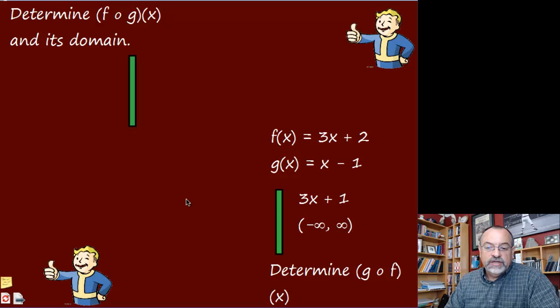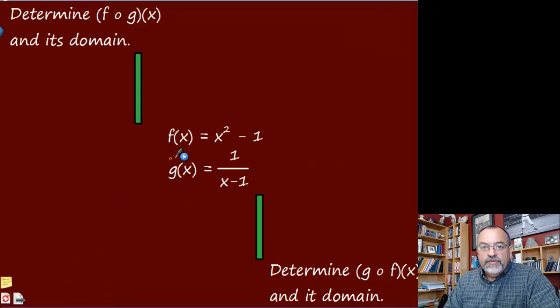Alright, let's take a look at some examples that might be a little more challenging. We have these two new functions. f of x is x squared minus 1, and g of x is 1 over x minus 1. Again, we're going to consider f composed with g of x first. The g of x function is the one that goes into the f function, so we want to consider this domain first.